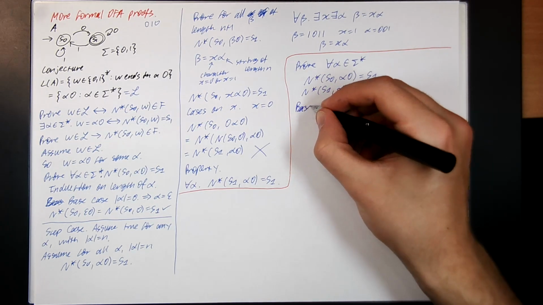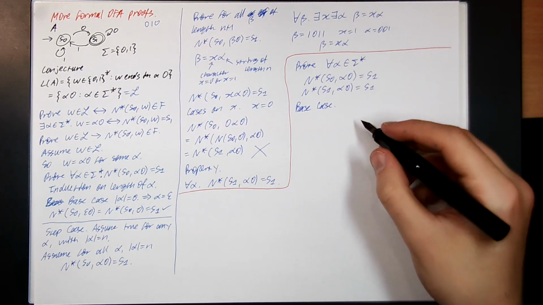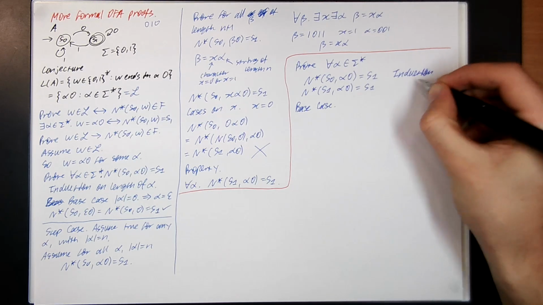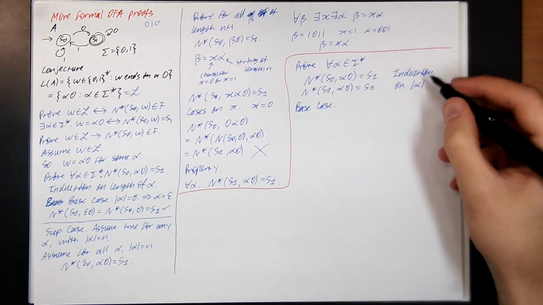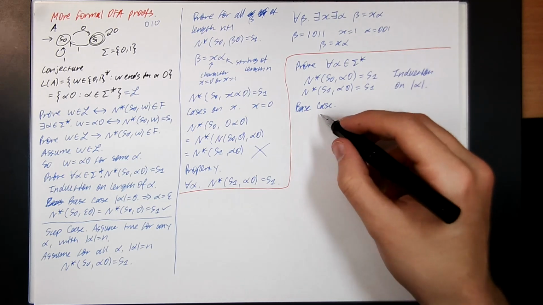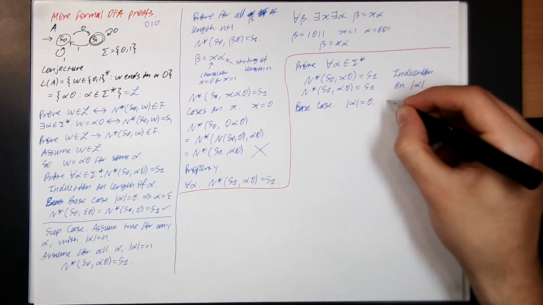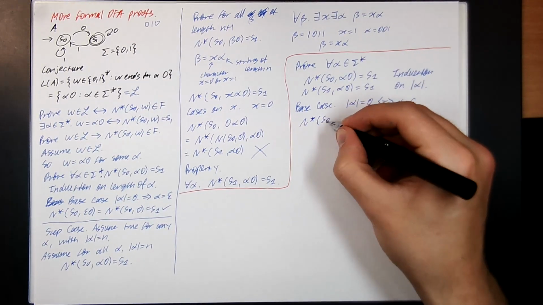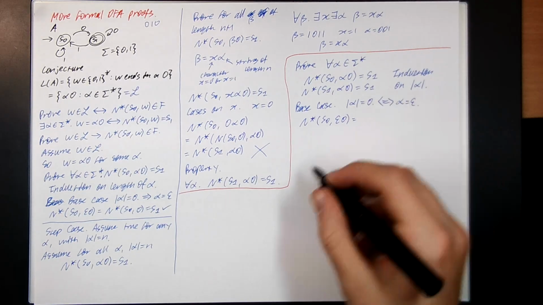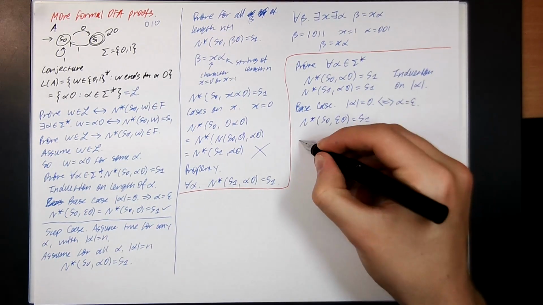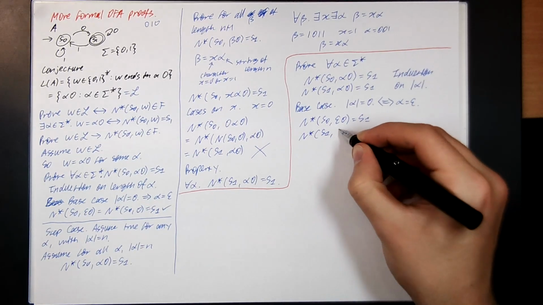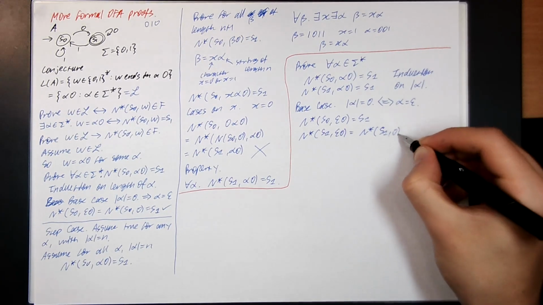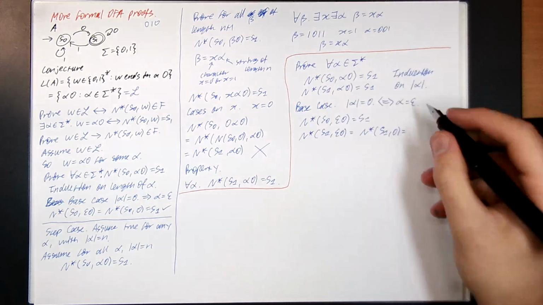So, base case. Once again, we're doing induction on the length of alpha, where we denote the length of a string with absolute value bars. The base case is the length of alpha equal to 0, which is the same as saying alpha is the empty string. N star S naught epsilon 0, well, we already did that case before, we found that was S1. And N star S1 epsilon 0 is the same as N star S1 0. If I'm in S1 and I read a 0, I go back to S1.